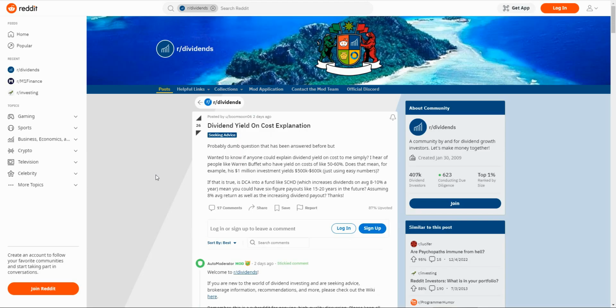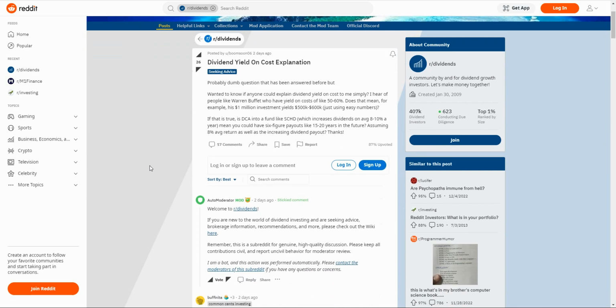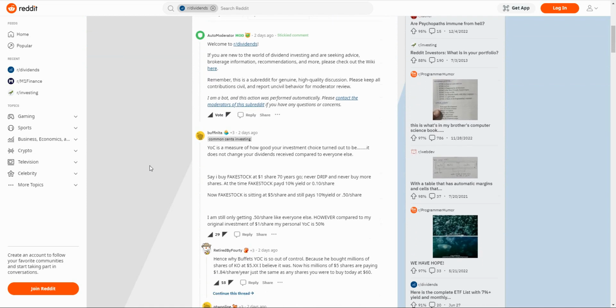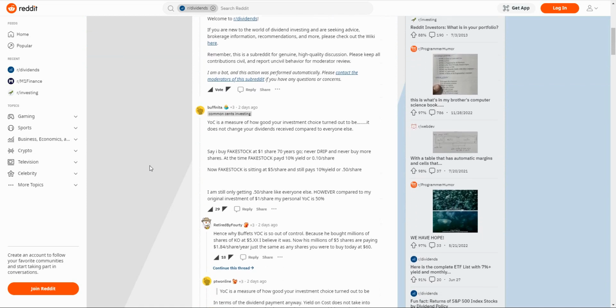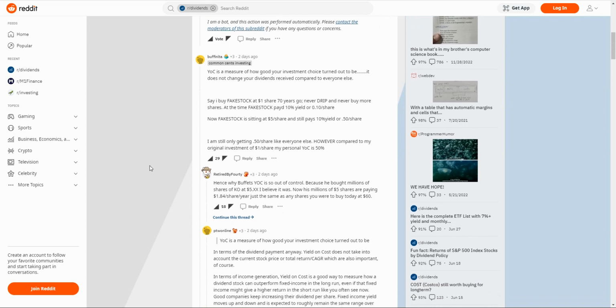So this Reddit user made a post on the community r/dividends a couple days ago speaking about yield on cost and what it is, and what does it mean, for example, that he yields $500,000 to $600,000 on his $1 million investment. And I believe this user is speaking about Coca-Cola, because I know Warren Buffett's yield on cost is insane on Coca-Cola stock. I believe it's around 40 to 60%.